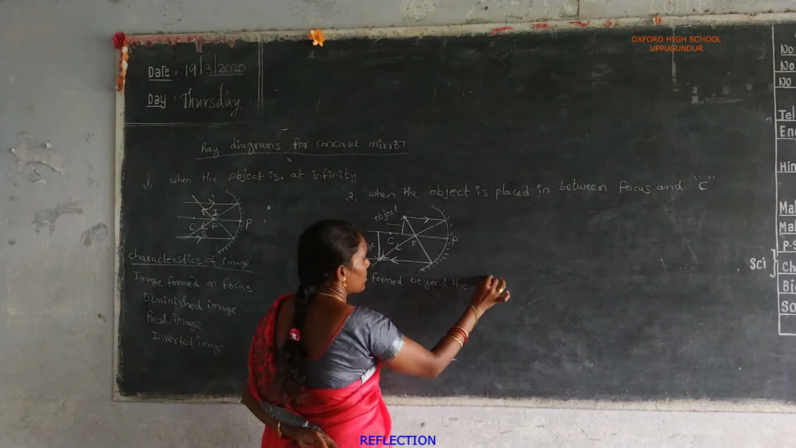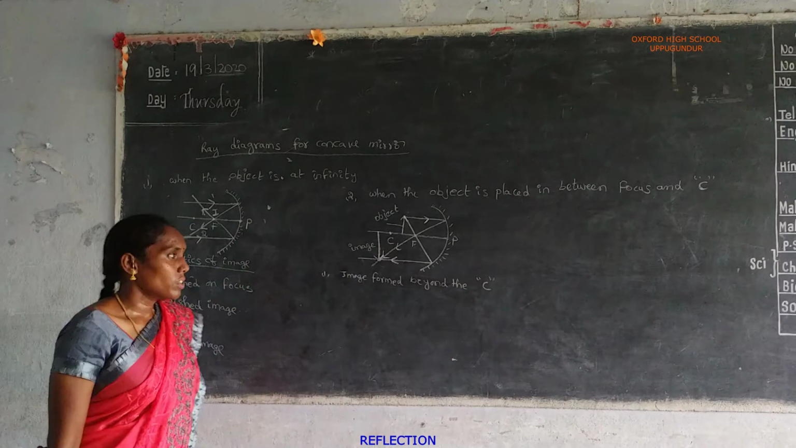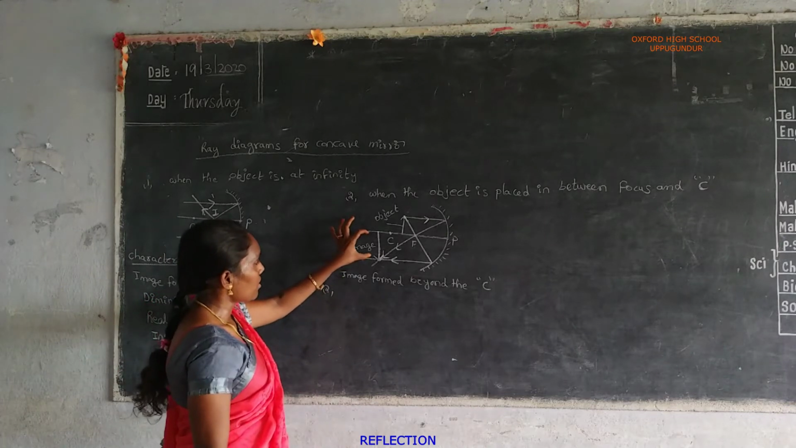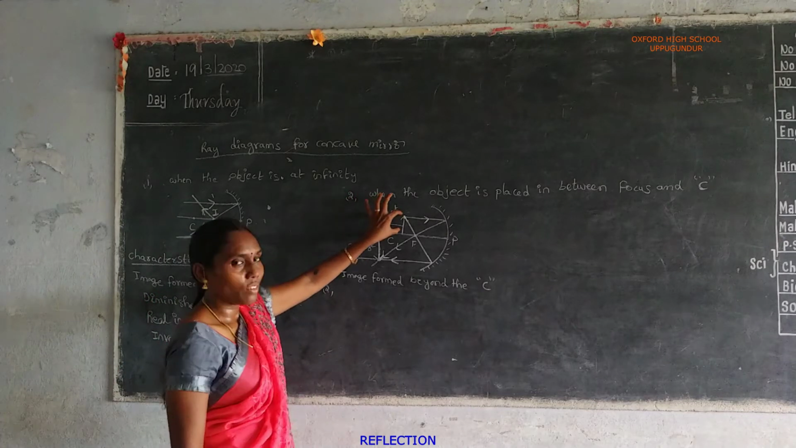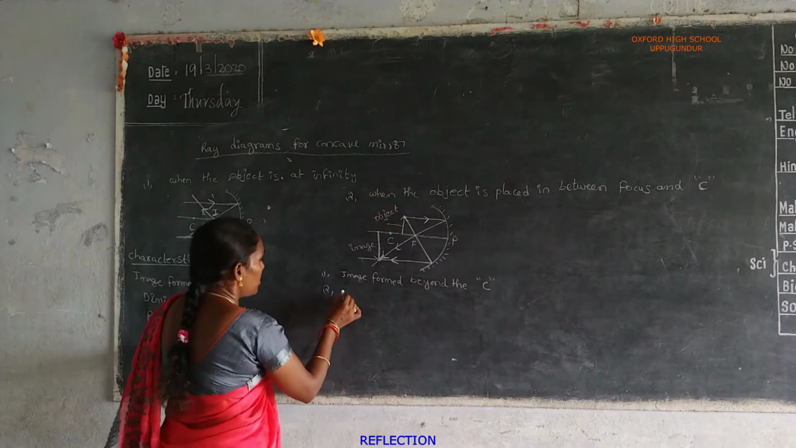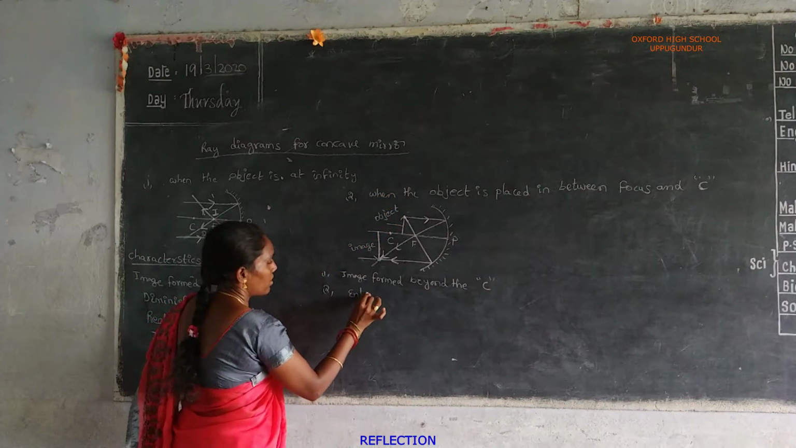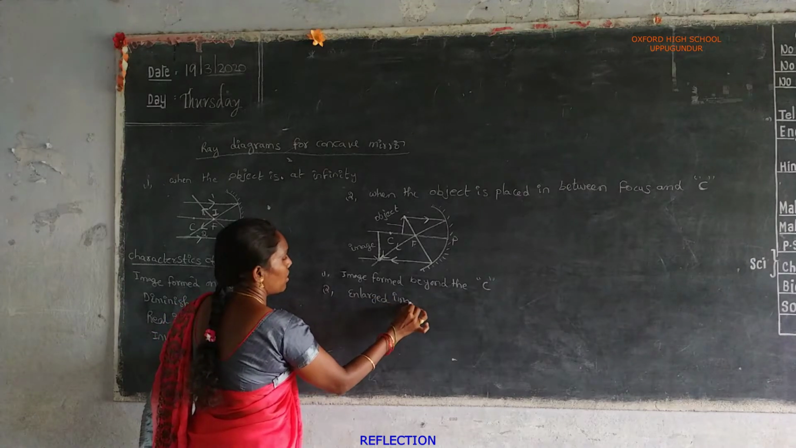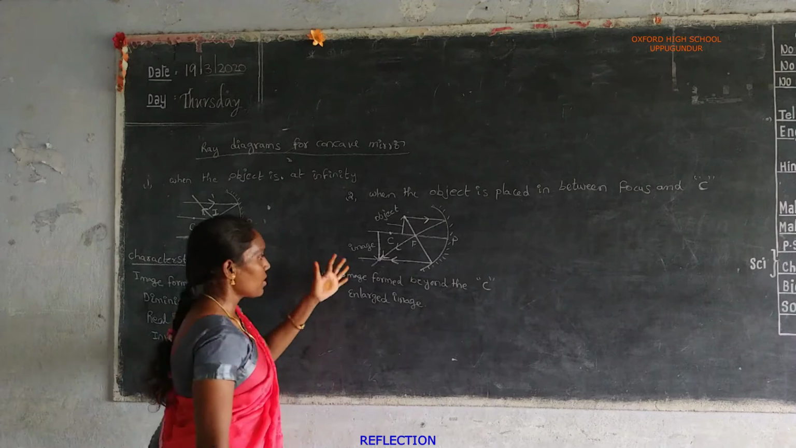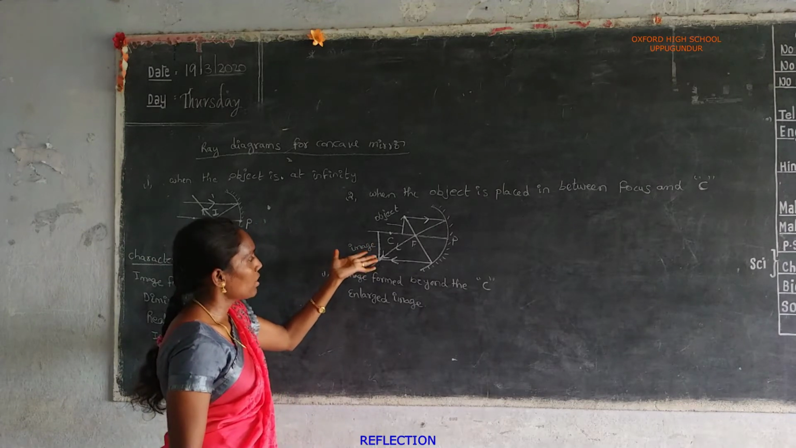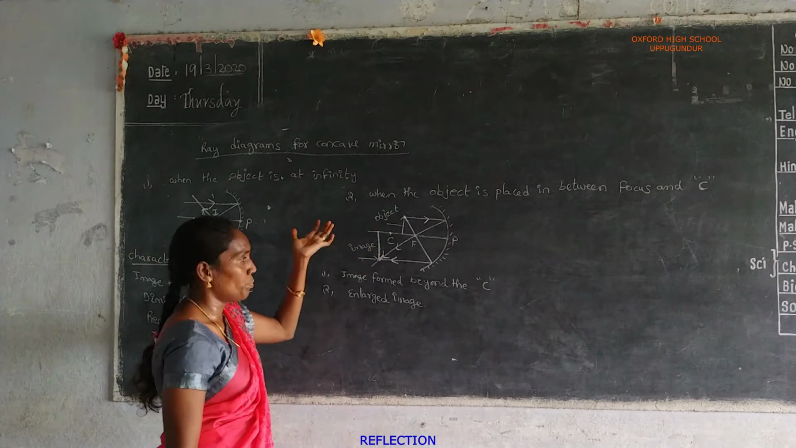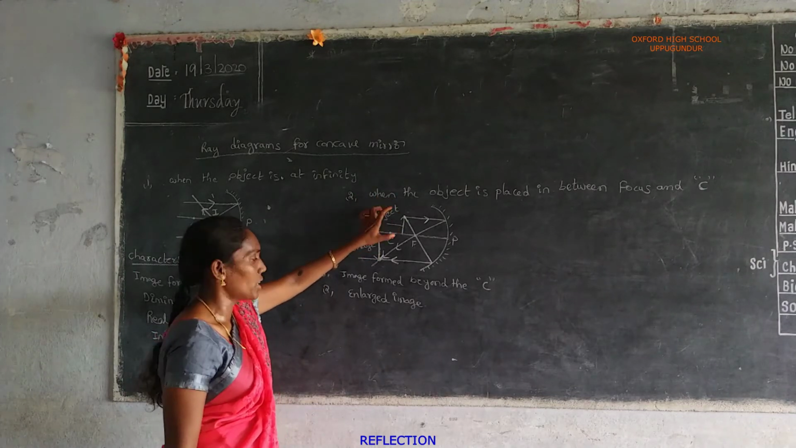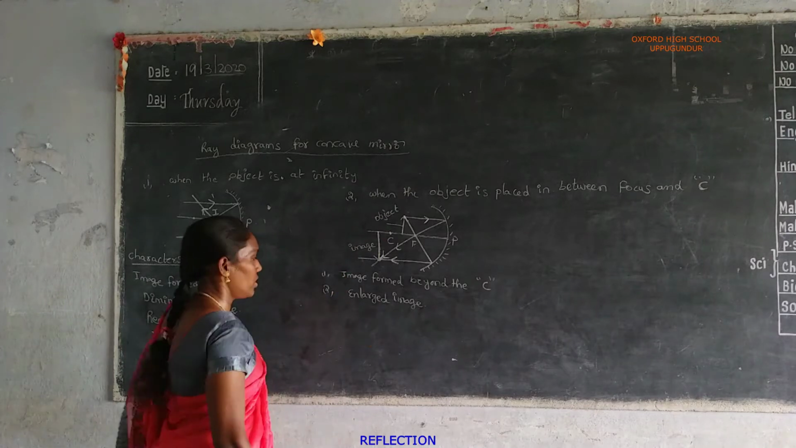Beyond the C. C means the center of curvature. Beyond the center of curvature, the size of the image is bigger when compared to the size of the object. That's why it is an enlarged image. That means the size of the image is increased when compared to the size of the object, or the height of the image is higher when compared to the height of the object. That's why it is the enlarged image.